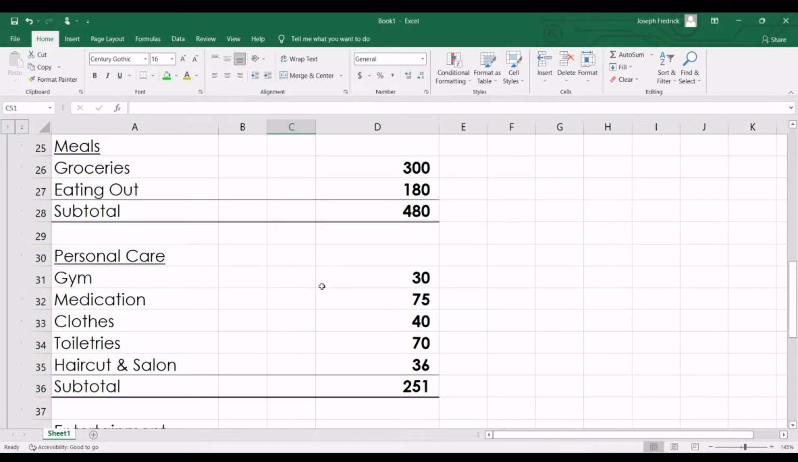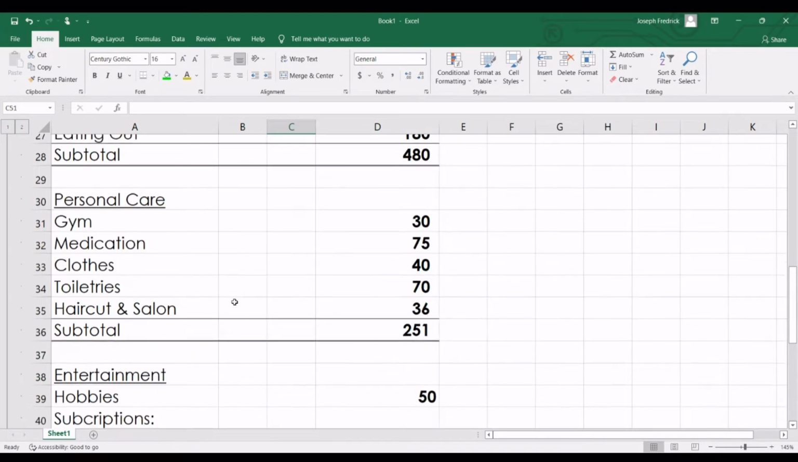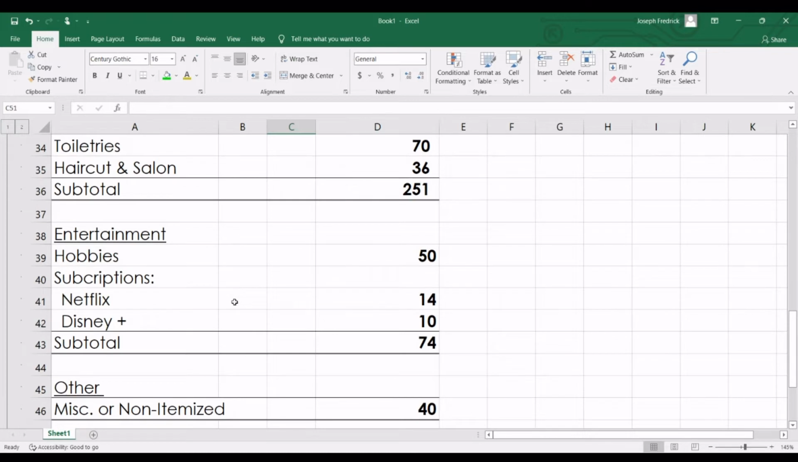Meals, we've got groceries, eating out, pretty basic here. Again, averages are helpful to get an idea of how much you should budget for this category. Personal care, things like your gym membership, clothing, toiletries, haircuts, all that good stuff. Entertainment, this is your category for hobbies, going to movies, discretionary type expenses. Subscriptions are included here, things like Netflix, Disney Plus, any of that good stuff.